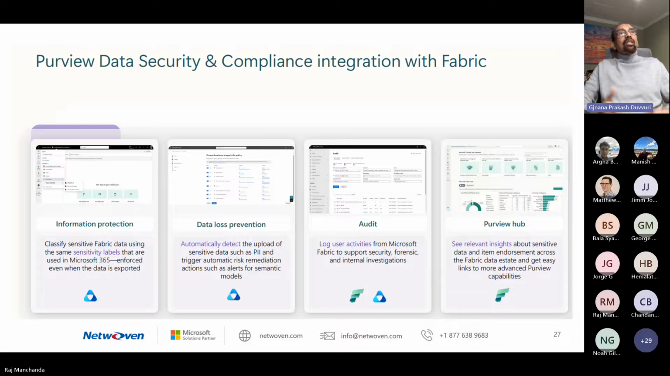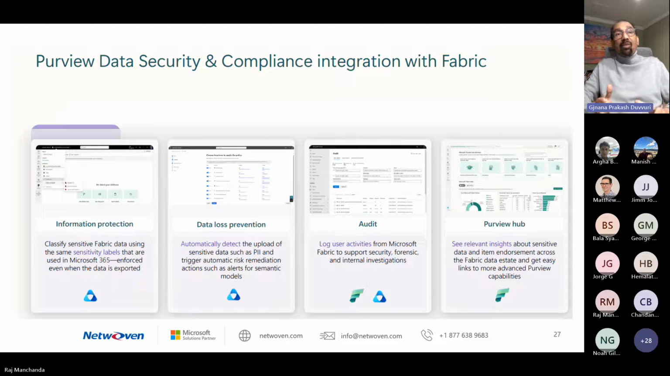Once we have discussed these two roles, how they integrate and how we benefit: Purview data security and compliance integration with Fabric. What does it mean? Information protection and data loss prevention in Fabric. Information protection means classifying and securing Fabric data with sensitivity labels, the same ones used in Microsoft 365. One important point: the sensitivity labels from Microsoft 365 also come here, and they are enforced when data is exported. That's another added advantage. We need not worry about what was in Microsoft 365; it brings it over, and on that we can do extra classification.